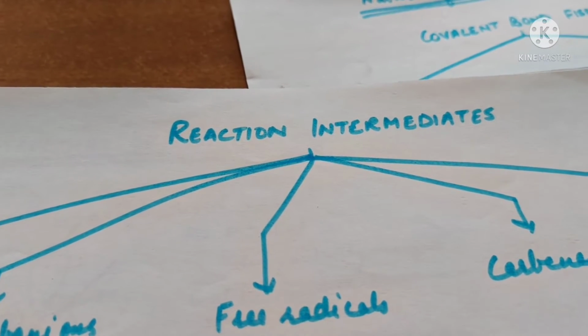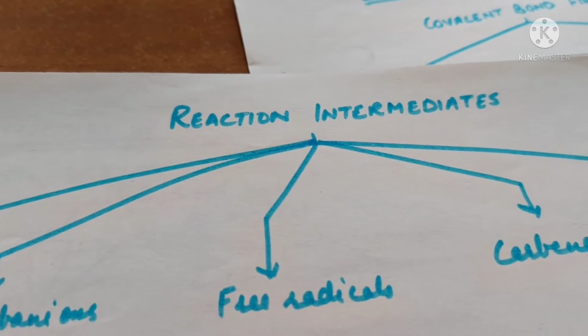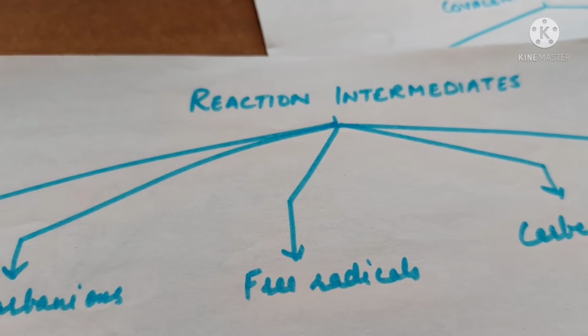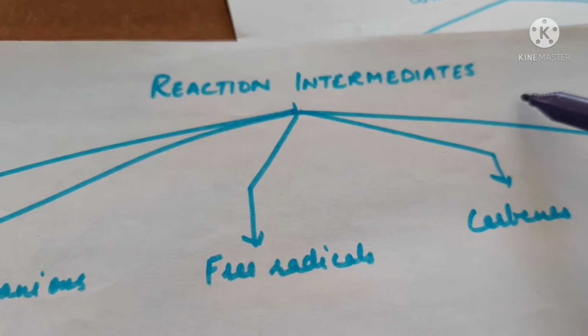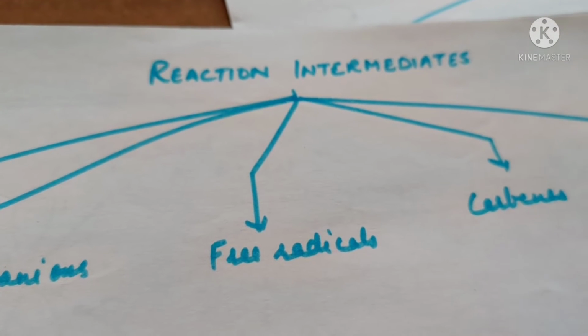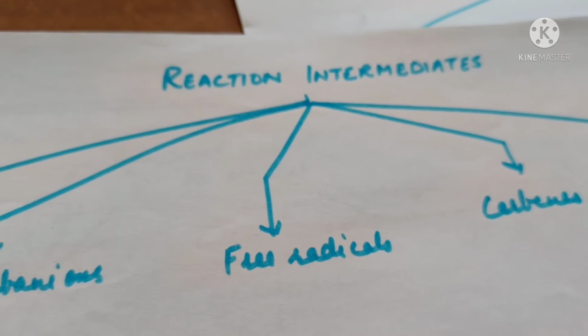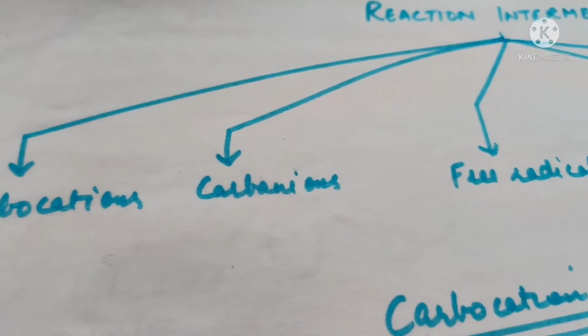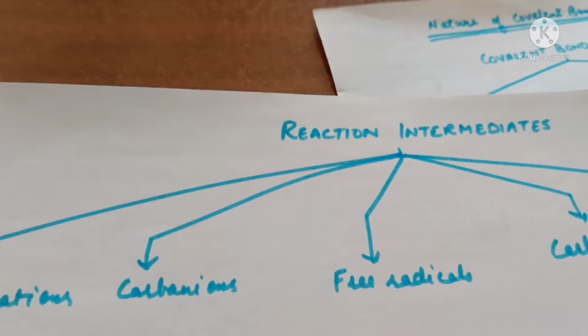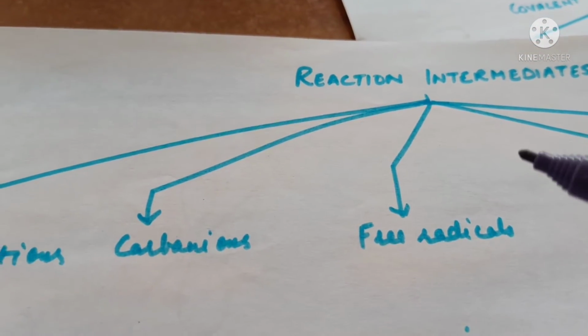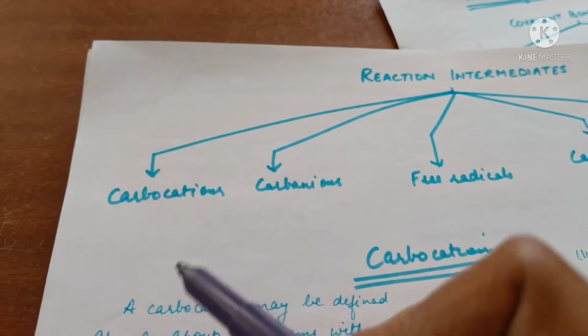Organic compounds are covalent in nature and take part in molecular reactions. So under the influence of an attacking agent, a particular compound, also called substrate, may either undergo homolysis or heterolysis and as a result form an intermediate compound. Now these reaction intermediates are of different types.